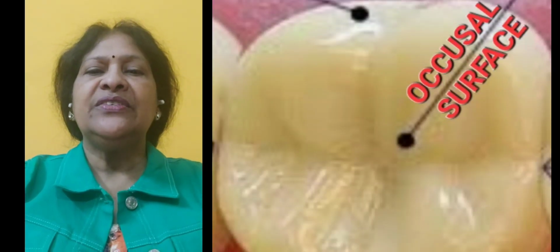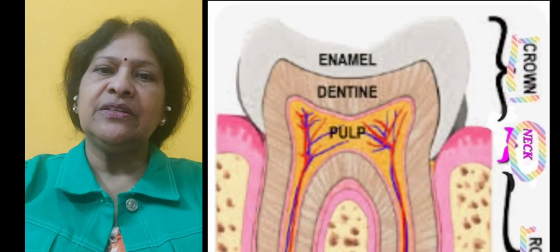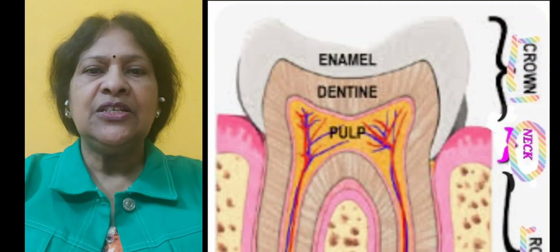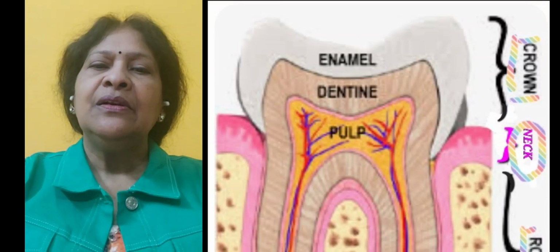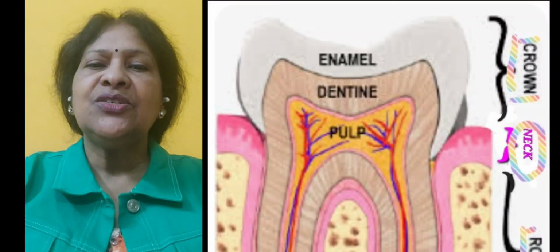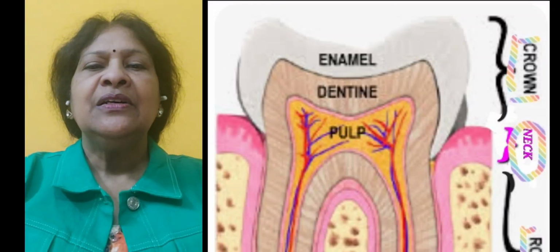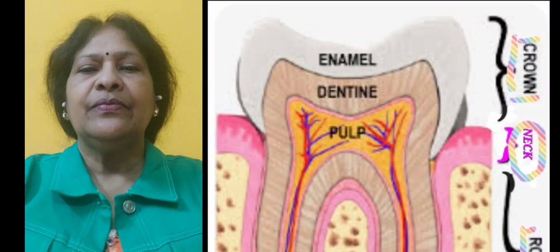Following the crown, there is a very short part of the teeth which is called the neck of the teeth. This neck of the teeth is not covered by either the enamel or the jawbone. It is just covered with a flap of the gum, or what we call the gingiva.